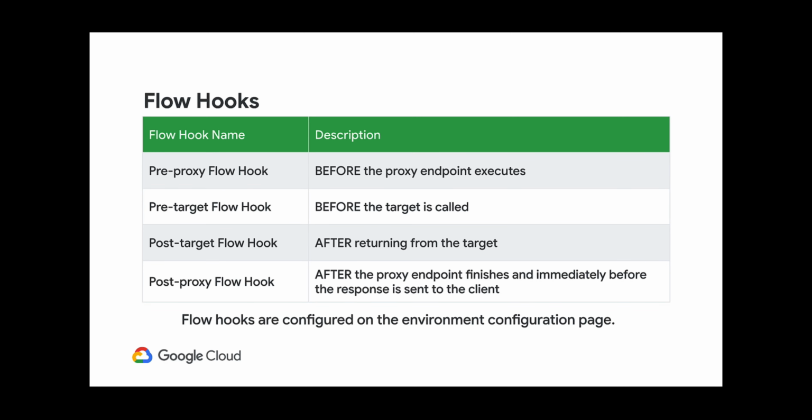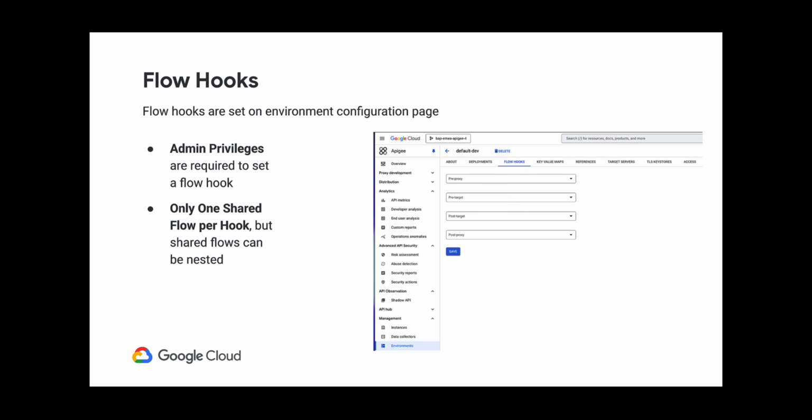So here's a quick description of each flow hook. So a pre-proxy flow hook executes before the proxy endpoint executes, and then the pre-target flow hook gets executed before the target is actually called. And then on the way back, the post-target flow hook executes after returning from the target, and the post-proxy flow hook executes after the proxy endpoint finishes and immediately before the response is sent to the client.